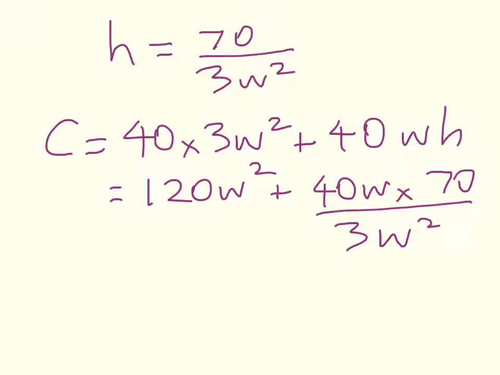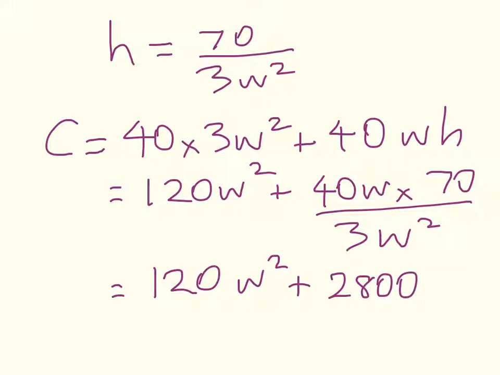So I think I did say at the start that this was a little bit of a step up from the farmer in the paddock. So if you're finding this a bit full on, just pause it and go back over what we've done so far. That's 2800 over W. Right, so this is starting to look pretty doable.